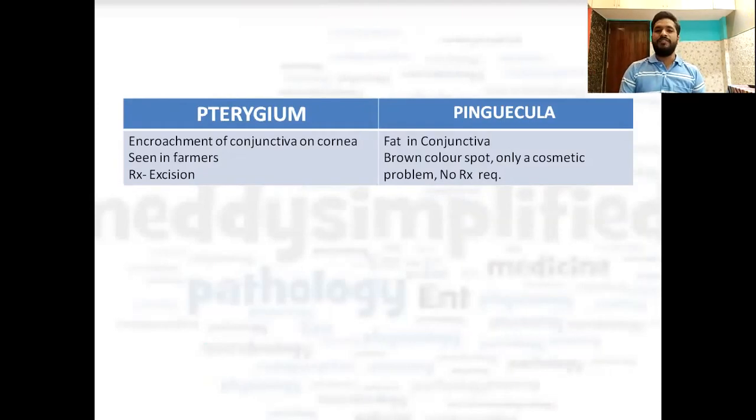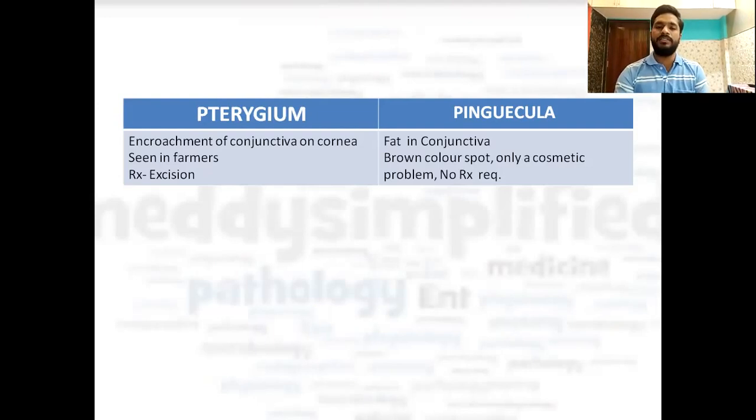Right? So what is pterygium? Basically, it is encroachment of the conjunctiva to the cornea, right, on the cornea. It is commonly seen in the farmers, and the treatment of this situation is excision of that pterygium. But the chances of recurrence is very high in this case.